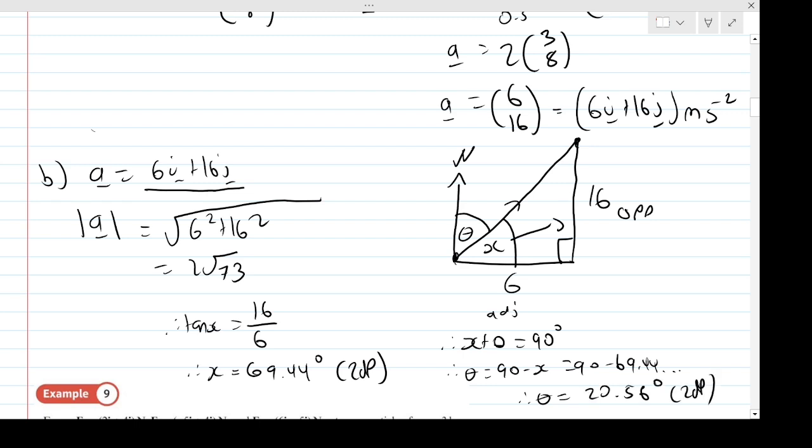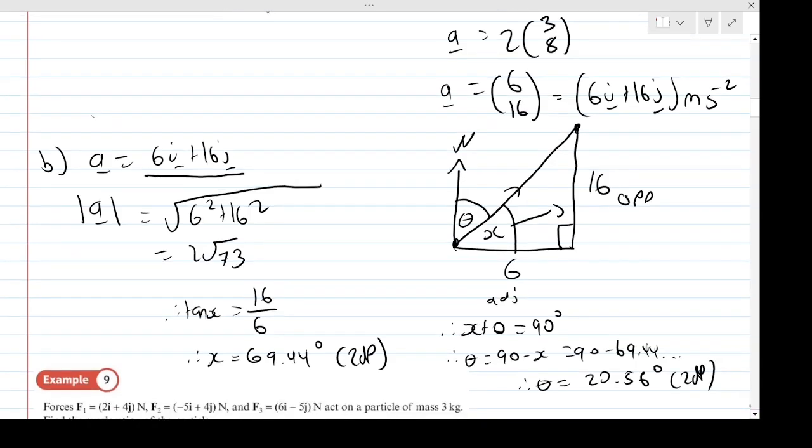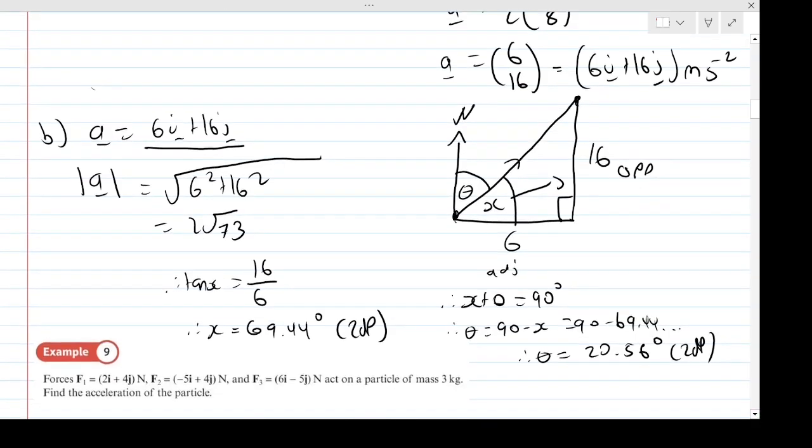But it wants the bearing. So remember, the other key idea with a bearing is it has to always be 3 digits before the decimal point. We've got 2 digits, we've got 20. So we need to say the bearing is 020.6 if we round it to 1 decimal place.